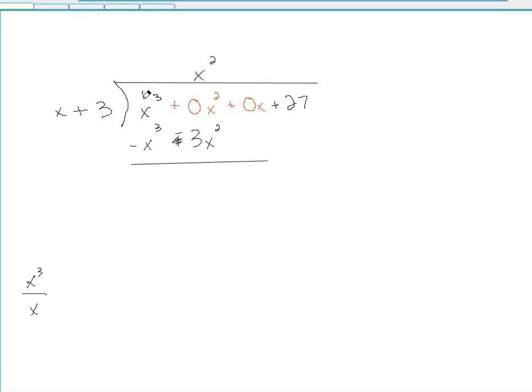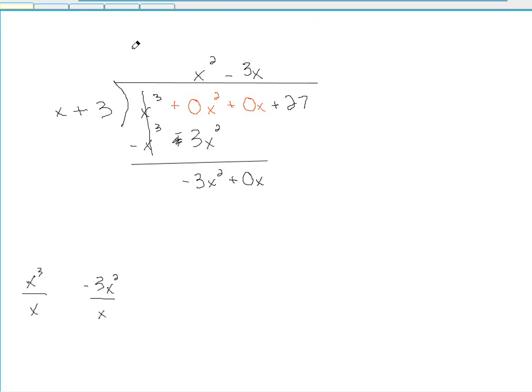And what should happen is these should cancel out, and they do. Over here, 0 minus 3 is negative 3x squared. Bring down the next term, which is 0x, and do it all over again. How many x's fit into negative 3x squared? So this is what you're trying to figure out. Simplify this fraction. It's going to be a negative, all right? And the x squared over the x cancels out to just x. The 3 stays, and there's what you end up with.